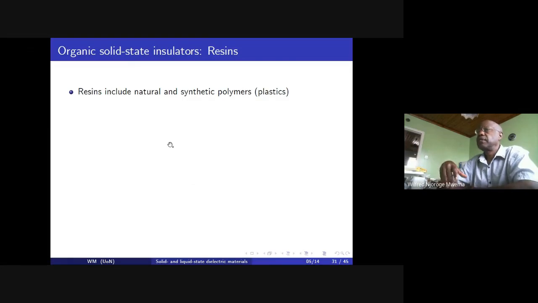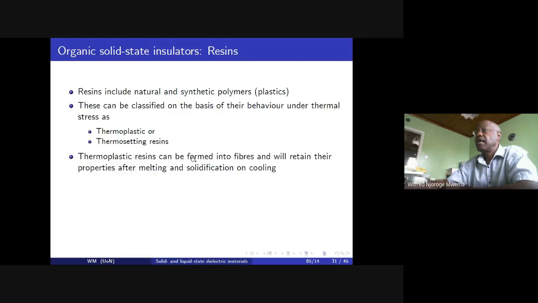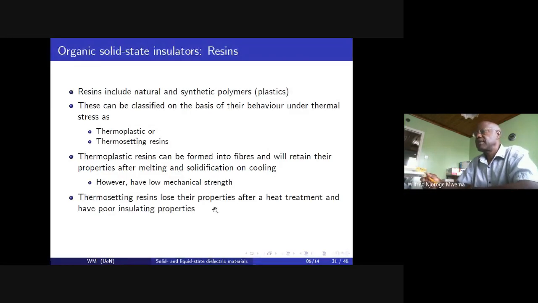The resins include natural and synthetic polymers such as plastics, and these can be classified on the basis of their behavior under thermal stress. So thermoplastic or thermosetting resins, and thermoplastic resins can be formed into fibers and will retain their properties after melting and solidification on cooling. However, they have low mechanical strength, and thermosetting resins lose their properties after heat treatment and have poor insulating properties. However, they have good mechanical properties.